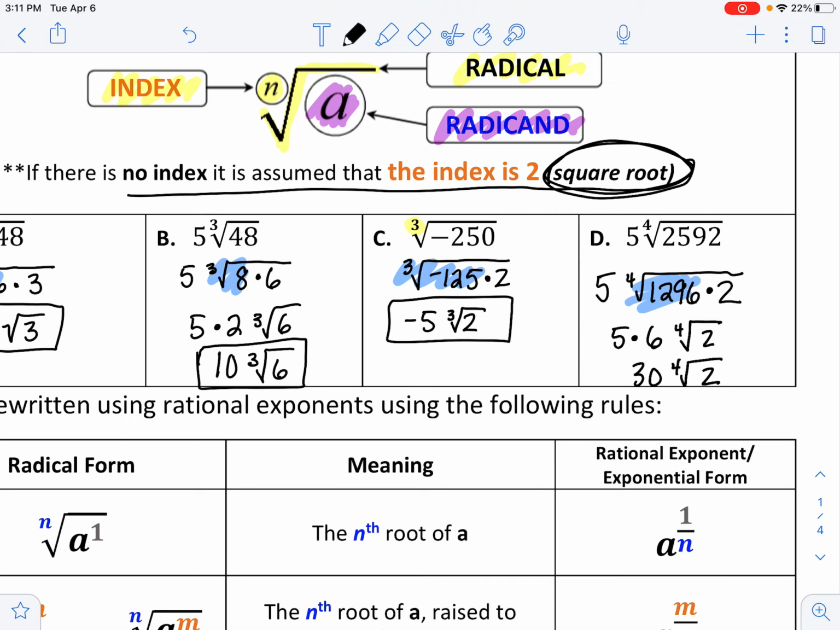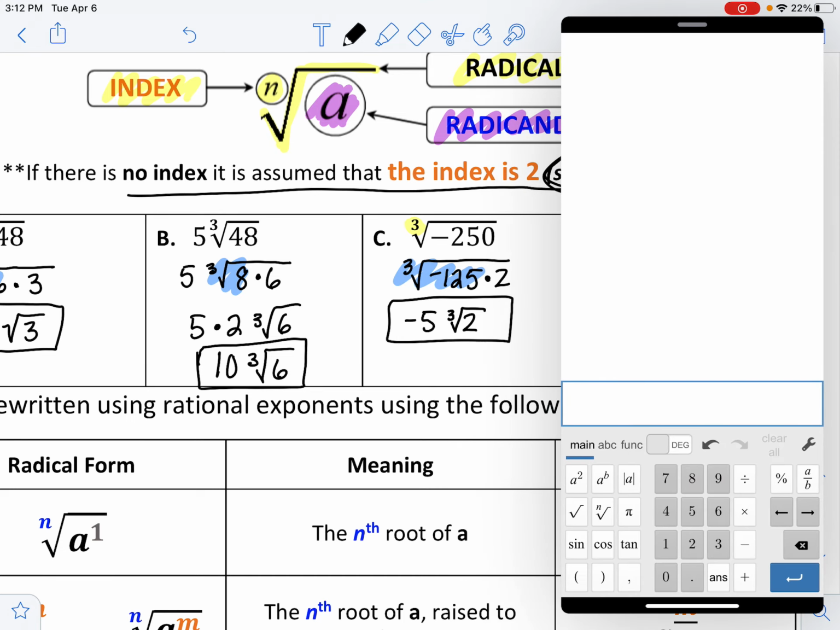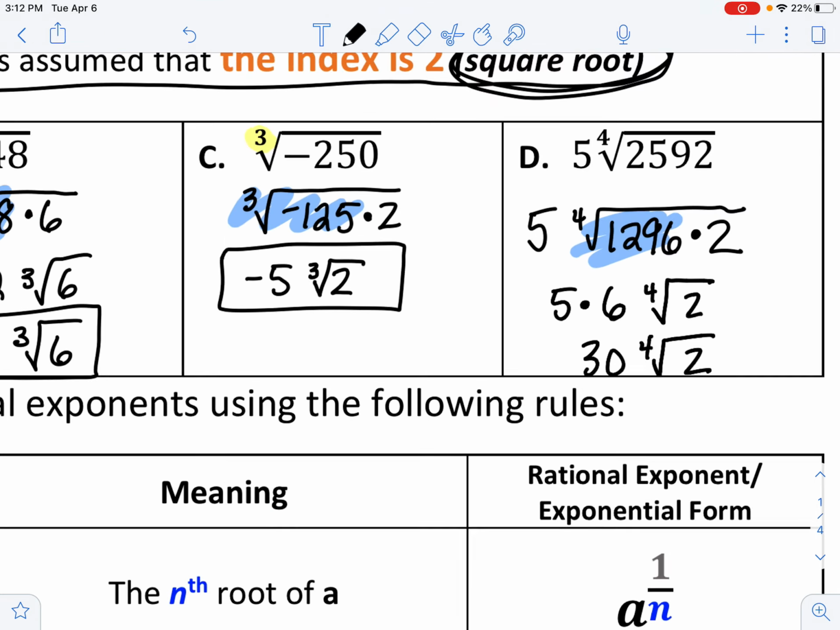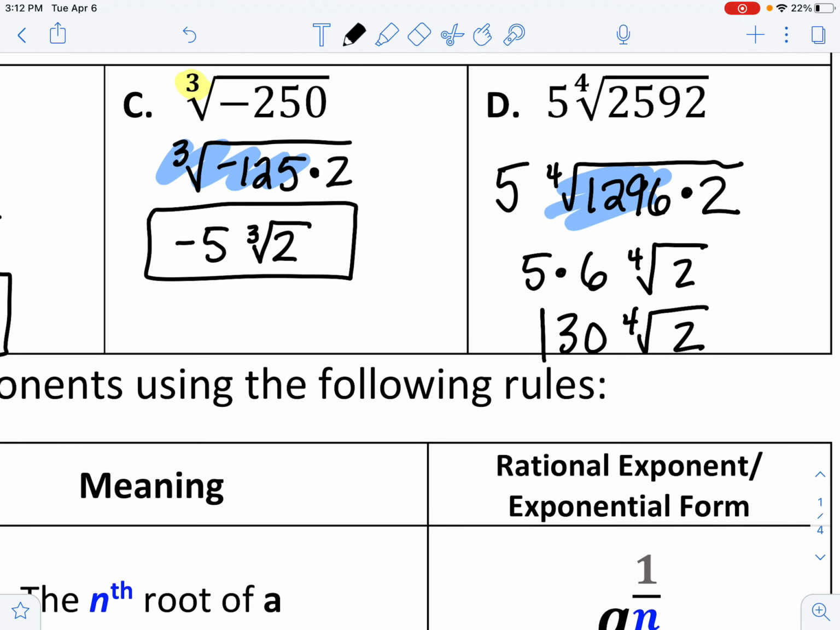And again, if you need to use your calculator, you're just going to do the button that has an index of n with a radical. It's right here in the middle. And then you're going to put your index in, which in this case is a 4. You're going to put in your 1,296, and you get 6. So the simplified answer for 5, fourth root of 2,592 is 30, fourth root of 2.